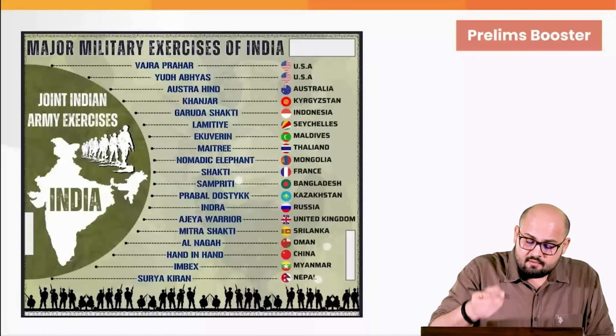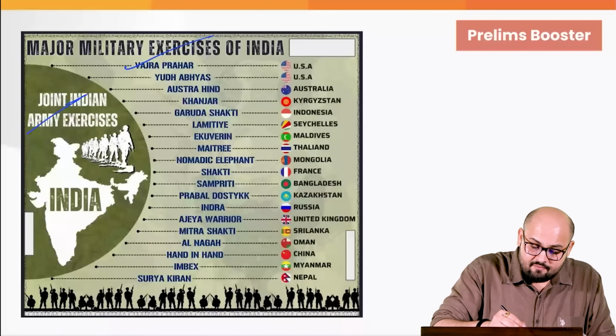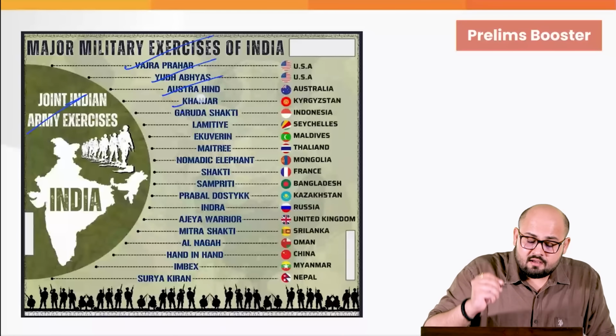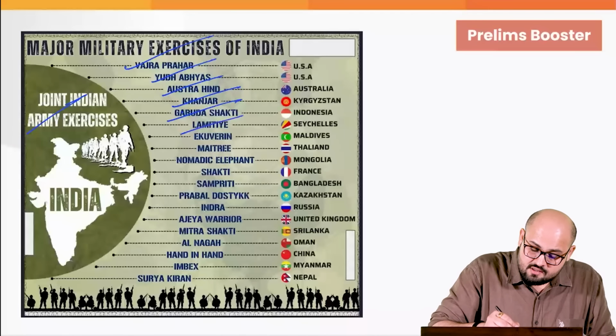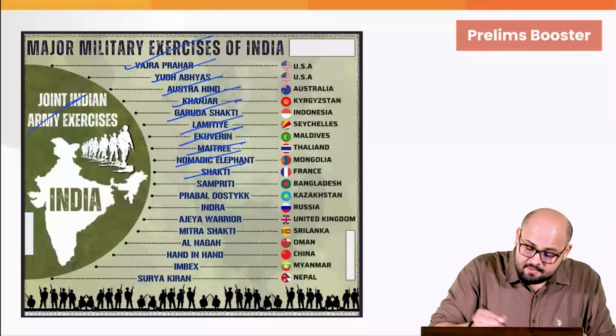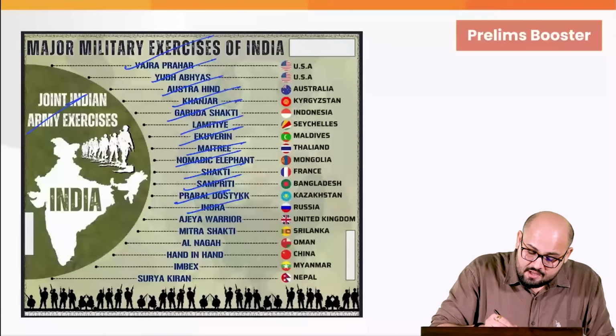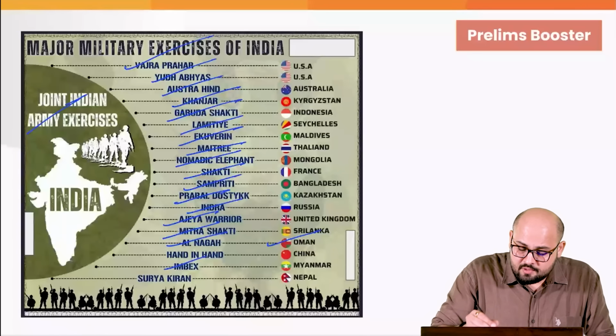So we have Vajra Prahar with the US, an Indian Army exercise, right, with the participating country. Then we have Yudh Abhyas again with the US, Austra Hind with Australia, Khanjar with Kyrgyzstan, Garuda Shakti with Indonesia, Lamitiye with Seychelles, Ekuverin with Maldives, Maitree with Thailand, Nomadic Elephant with Mongolia, Shakti with France, Sampriti with Bangladesh, Prabal Dostyk with Kazakhstan, Indra with Russia, Ajeya Warrior with United Kingdom, Mitra Shakti with Sri Lanka, Al-Najah with Oman, Imbex with Myanmar, and Surya Kiran with Nepal.